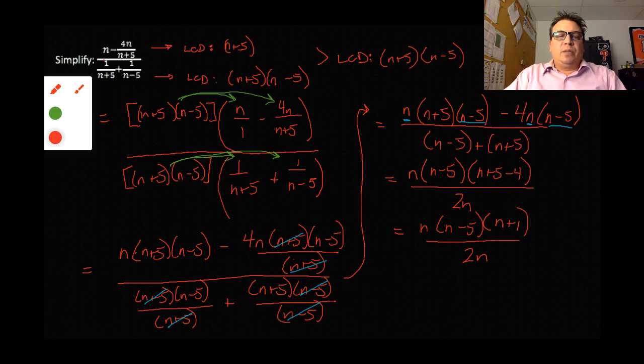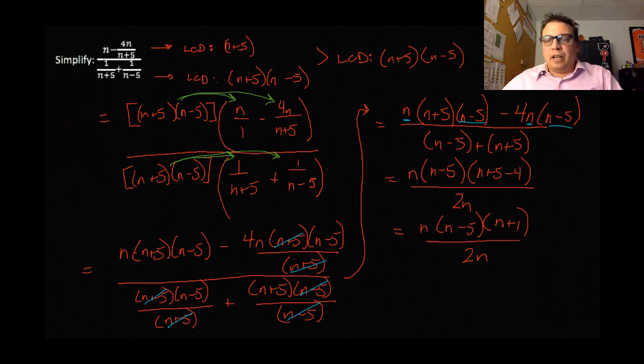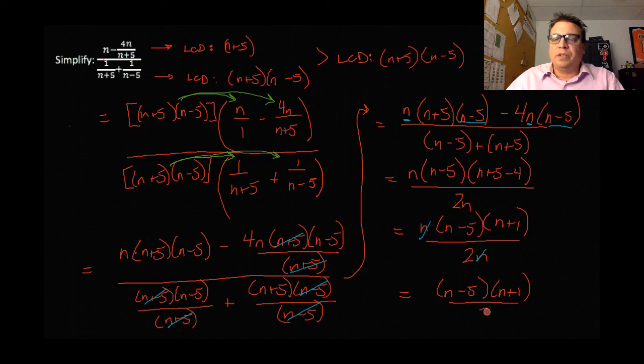All right, so now looking at what's here, I notice that I have an n here in the numerator and I have an n here in the denominator, so those will divide out. And then the only thing that I have left, sorry for the bell noise, is (n minus 5)(n plus 1), all of which is divided by 2.